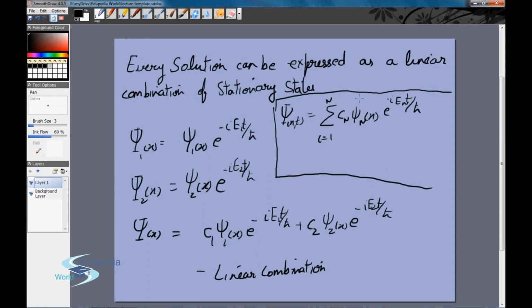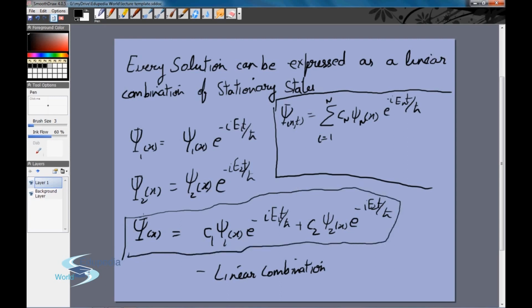If a particle is in this state and you measure the energy, it will always be E1. If a particle is in this state and you measure the energy, it will always be E2. But if a particle is in this state, a linear combination of two energies E1 and E2, then if you measure the energy, you might get E1 or you might get E2. So now you do not have a stationary state. This is not a stationary state.